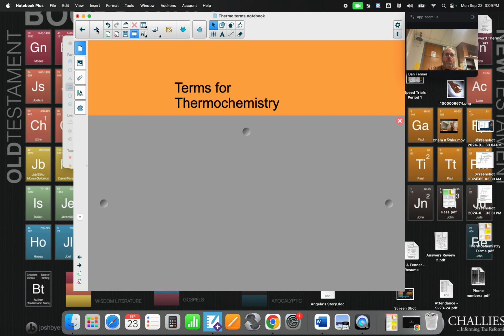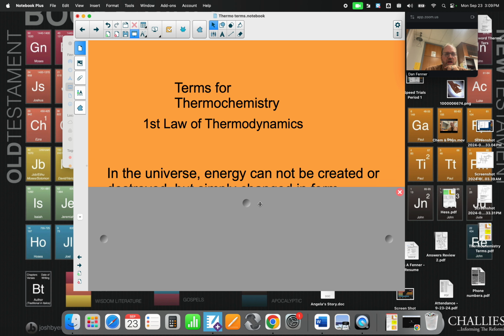So, one of the very first things we have to look at in thermochemistry is what's called the first law of thermodynamics. It's one of the first laws that we're going to discuss. There is a second law that we may talk about later. The first law identifies that in the universe, energy cannot be created or destroyed, but simply changed in form. By saying in the universe, we identify where it takes place. By saying the universe, it works everywhere, on the earth, outside the earth, all the way around, every place you go to, and it simply changes in form.